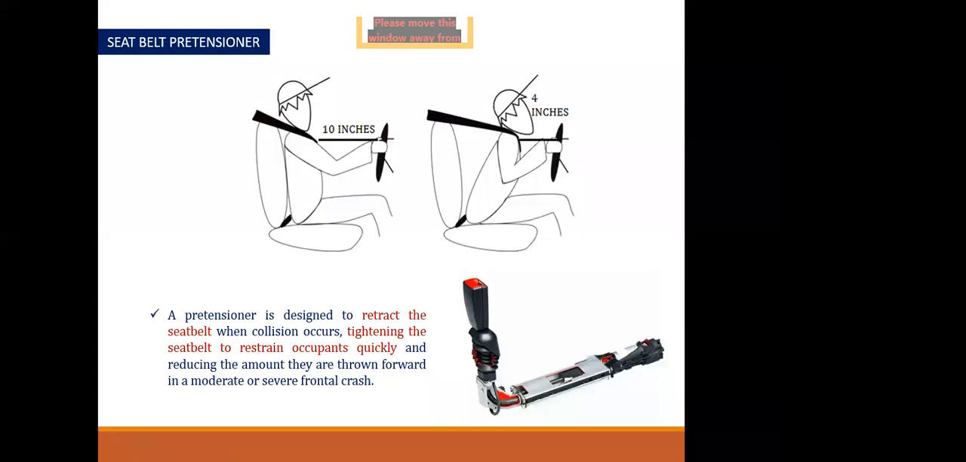But if you use a pre-tensioner, what will happen? As soon as the airbag inflates, the pre-tensioner will tighten you automatically. So the driver will not move forward. He will always maintain the 10 inches distance. So the airbag has to travel the entire 10 inches to reach the chest, which will reduce the amount of impact produced on his body. So what will happen within 6 inches, he can ask. Even a single inch of distance can save a life. So each and every inch is very, very important in airbag deployment. Got it? Okay.